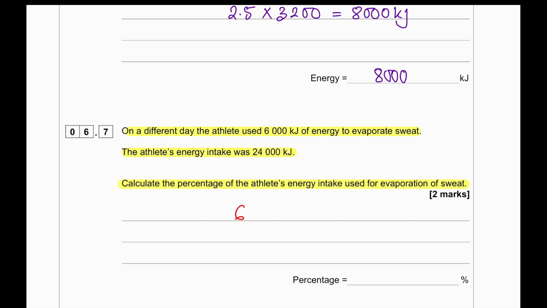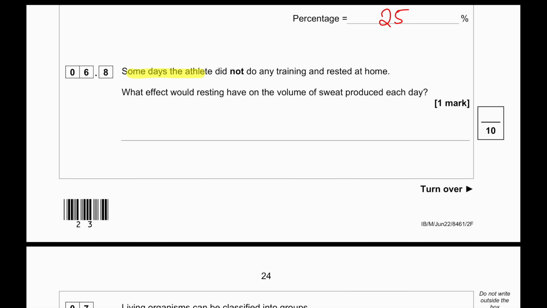So the athlete lost 6,000 kilojoules in sweat over 24,000, the total consumption, times 100 will give us the percentage, 25%. Some days the athlete did not do any training and rested at home. What effect would resting have on the volume of sweat produced each day? So basically the volume will be much lower. We will say reduced volume. We cannot say no sweating because technically a person cannot prevent sweating.